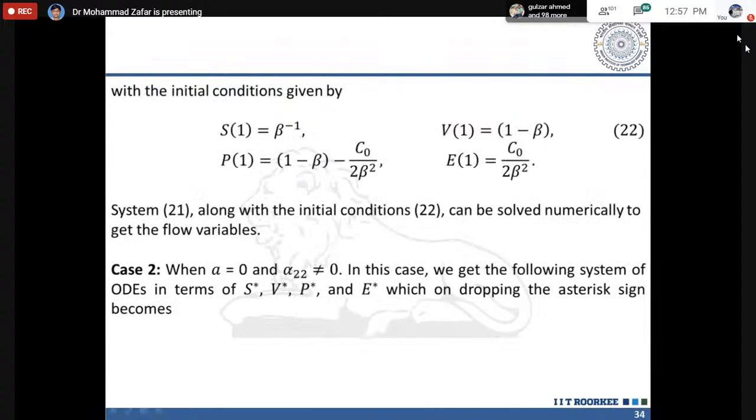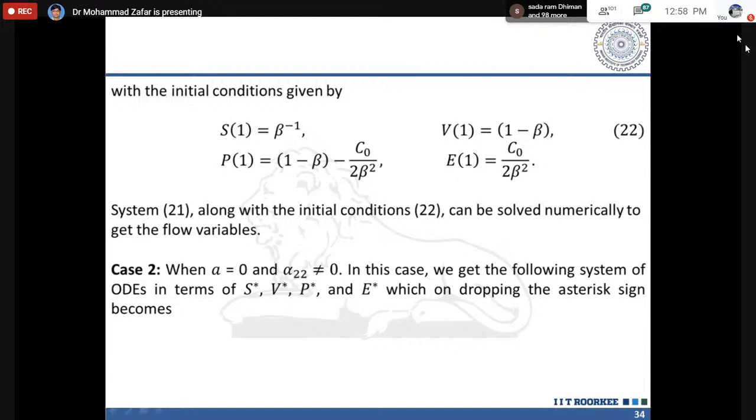Also, these ODEs are in one variable only, that is the similarity variable J, with the initial conditions given by equation number 22. They are obtained from the shock condition, the RH condition, the Rankine-Hugoniot jump condition. Now system 21 along with the initial conditions 22 can be solved numerically to get the flow variables. We will solve this problem after one or two slides.